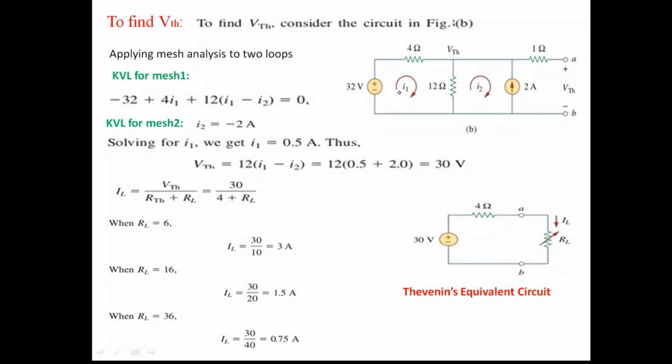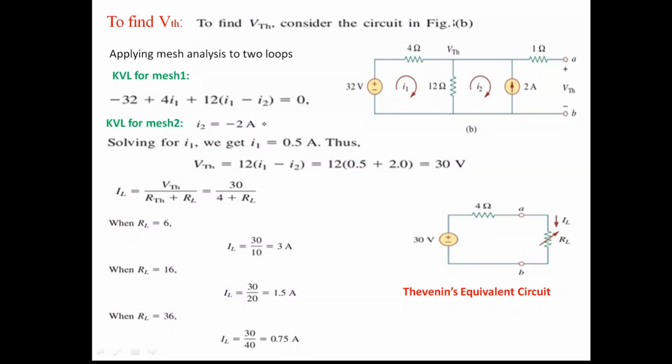So mesh current I1 I have assumed in this direction, mesh current I2 I have assumed in this direction, and therefore if I apply KVL for mesh 1, that is this one, what I will get here is, going from minus to plus, minus 32 volts, and here it is 4I1 plus 12. In this direction, the current in the 12 ohm resistor is I1 minus I2, since I2 is flowing like this, I1 is flowing like this. Therefore, 12 times (I1 minus I2) is equal to 0. This is the KVL equation of mesh 1.